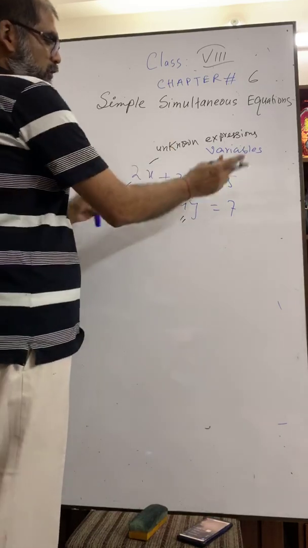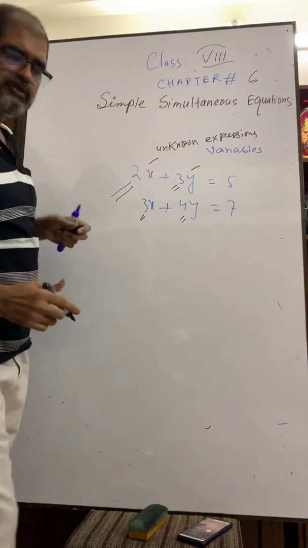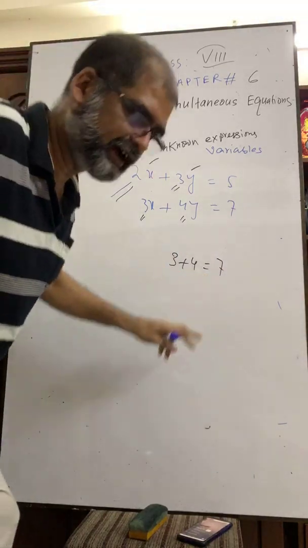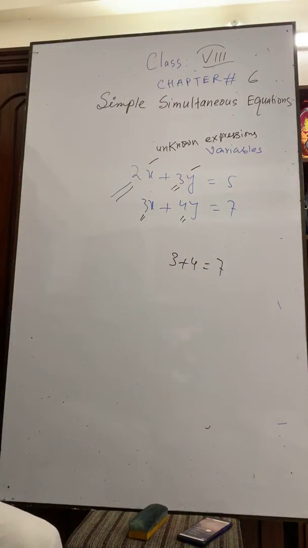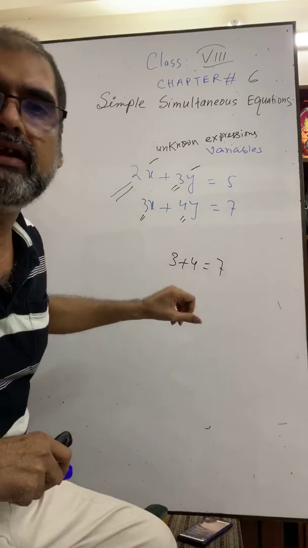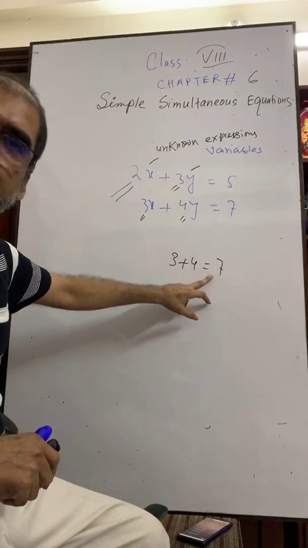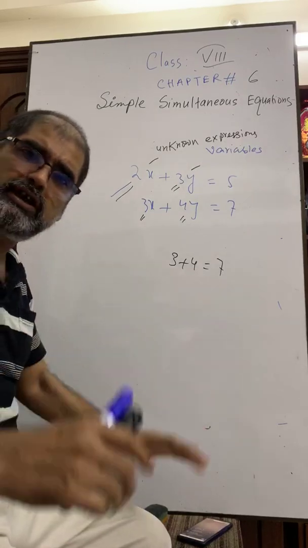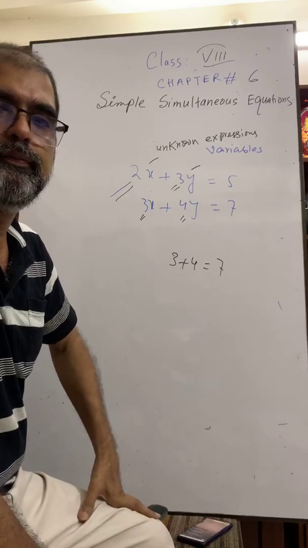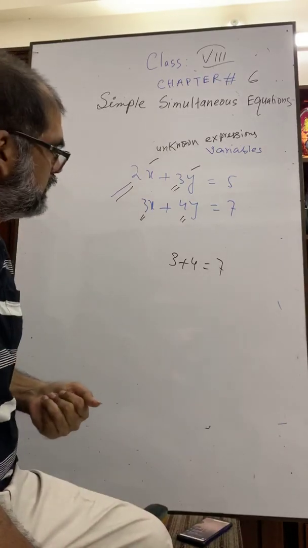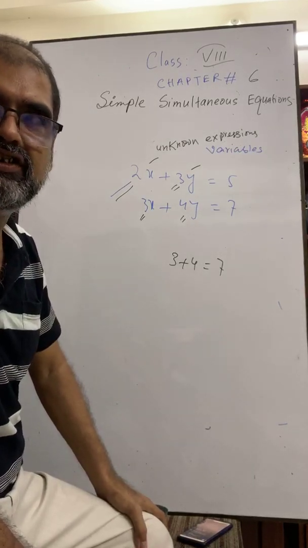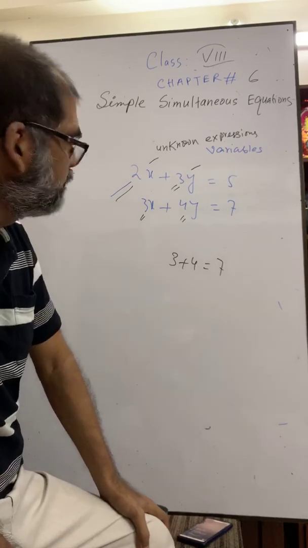Okay, equal sign. Some of you may ask me, 3 plus 4 equals 7. There is an equal sign. Is it an equation? Have you got my question? An equation must have an equal sign. There is an equal sign. Now the question is, is it an equation? No, it's not an equation because there is no variable. This is called a mathematical sentence.